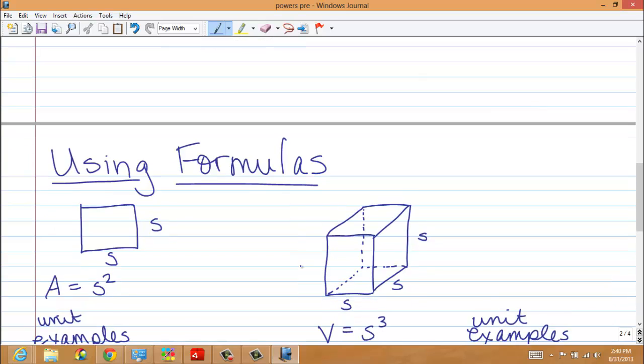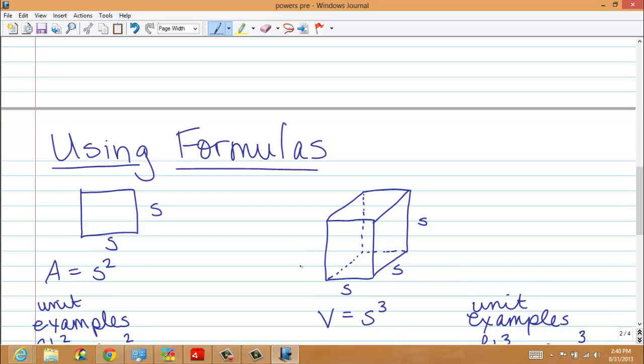We're looking at using formulas. A formula describes a relationship between quantities. Some formulas involve powers. For example, you can use a formula to find the area of a square or the volume of a cube.